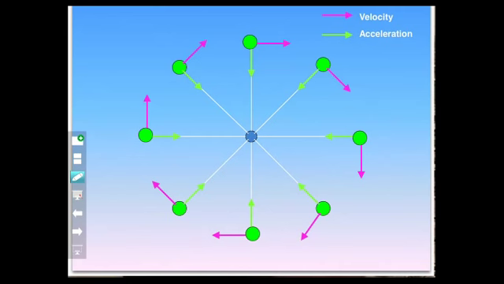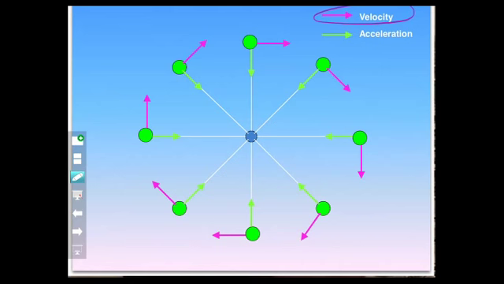Okay, so let's look at a quick diagram of circular motion. Here we have some object moving in a circular path clockwise, and at each of these given points, the purple arrow indicates the direction of the velocity at that point.